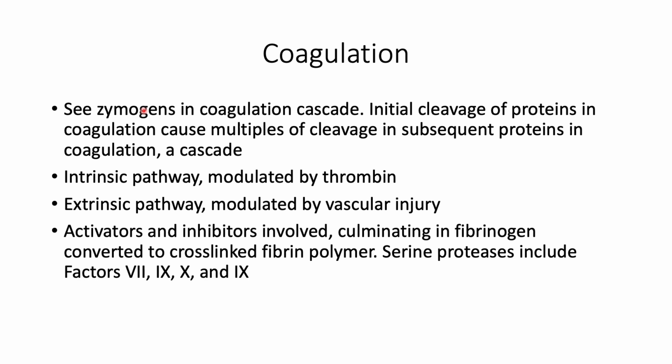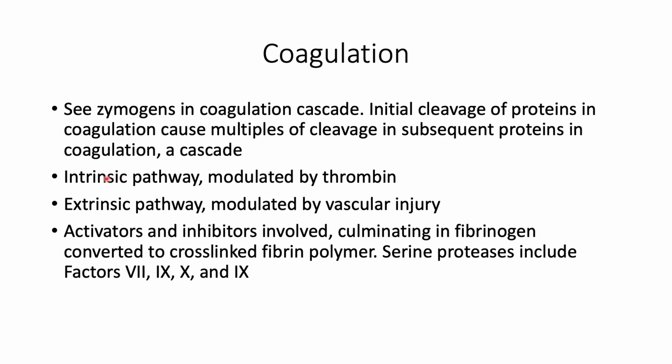multifactorial cascades where the initial reaction of one component causes a numerical cascade. So by the end of the process, you get many thousands of transitions occurring based off of the first reaction in the cascade of separate enzyme reactions. So the initial cleavage of proteins in the coagulation cascade causes multiples of cleavage in subsequent proteins, and this cascade is what helps formulate blood clotting in the biological system.